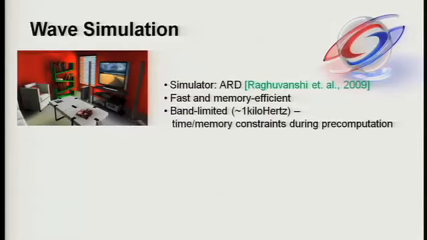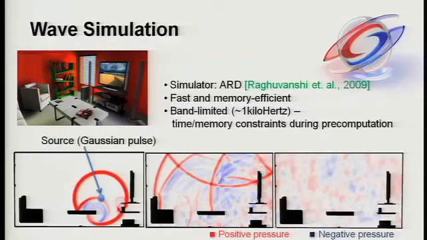To give you a concrete idea of how these wave simulations are done, I'm going to take the example of this small scene. The simulator we are using for wave simulation is ARD, which was our prior work in 2009. And this simulator is pretty fast and memory efficient. But with wave simulators, the cost increases prohibitively with frequency. So because of time and memory constraints during pre-computation, these simulations are usually band limited to about 1 kilohertz. But if more computation is available, more detailed simulations could be done to higher frequencies without affecting the runtime memory usage and performance. So this is how the simulations typically look.